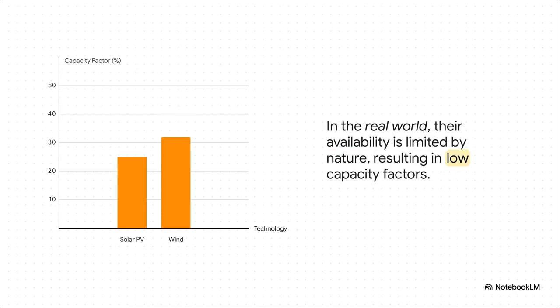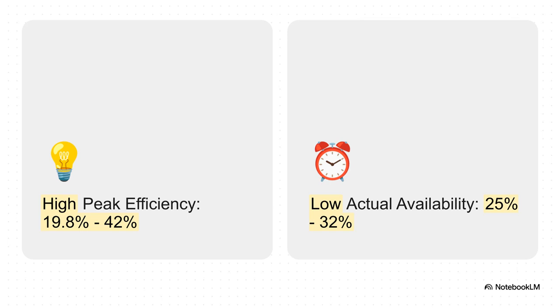But then, our reality check metric, the capacity factor, tells a very different story. The sun isn't always shining, right? And the wind isn't always blowing. So that amazing peak performance just collapses to an average availability of only about 25% for solar and 32% for wind. And there it is, the paradox in a nutshell. We've built these technologies with phenomenal peak efficiency, but the natural systems they rely on, the weather, means they just sit there, idle, for most of the time.